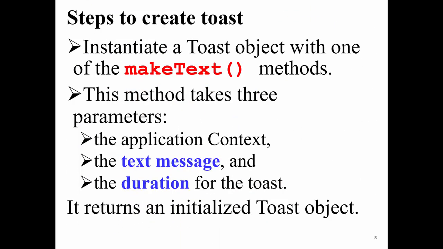Now, there are steps for how you can toast a message. You can work with the Toast API by using makeText. This is the method that allows you to create a Toast object, and it needs parameters. It needs the this keyword, which represents the link to the current application context, the text message that you would like the user to see, and the duration of the toast message.